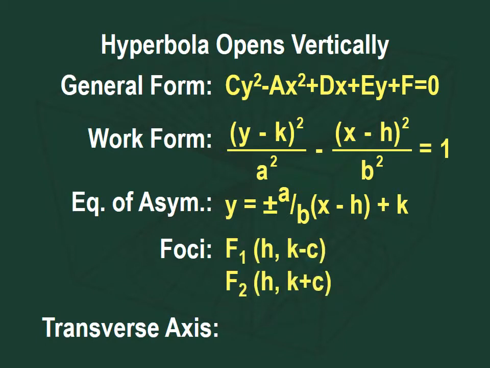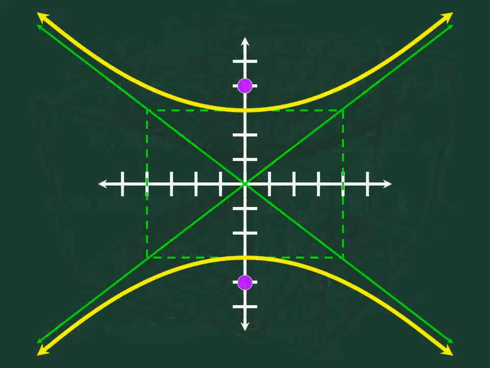Your foci are going to change a little bit. Instead of adding and subtracting c to h, you're going to add and subtract c to k because your foci are going to be vertical from each other. And then what's also different is your transverse axis. It's going to be x equals h because it has to be a vertical line, since it's opening vertically. So this is an example of a graphed vertical hyperbola.